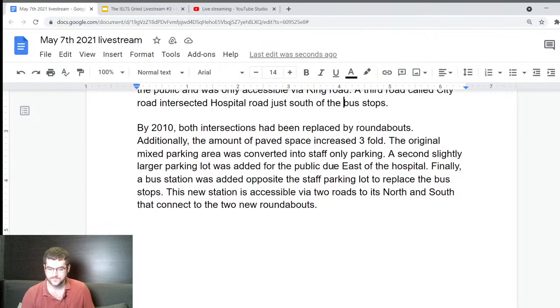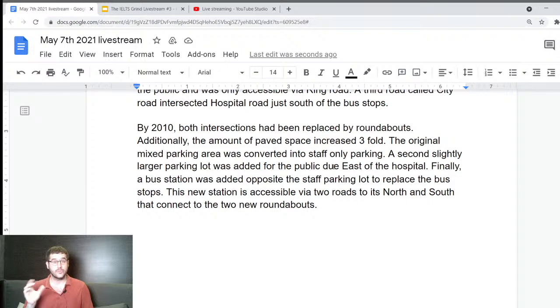By 2010, both intersections had been replaced by roundabouts. Additionally, the amount of paved space increased threefold. So this is going back to what I was talking about in my overview. I'm describing the changes that were made, and specifically the pavement and the roundabouts. The original mixed parking area was converted into staff-only parking, nice. A second, slightly larger parking lot was added for the public due east of the hospital.